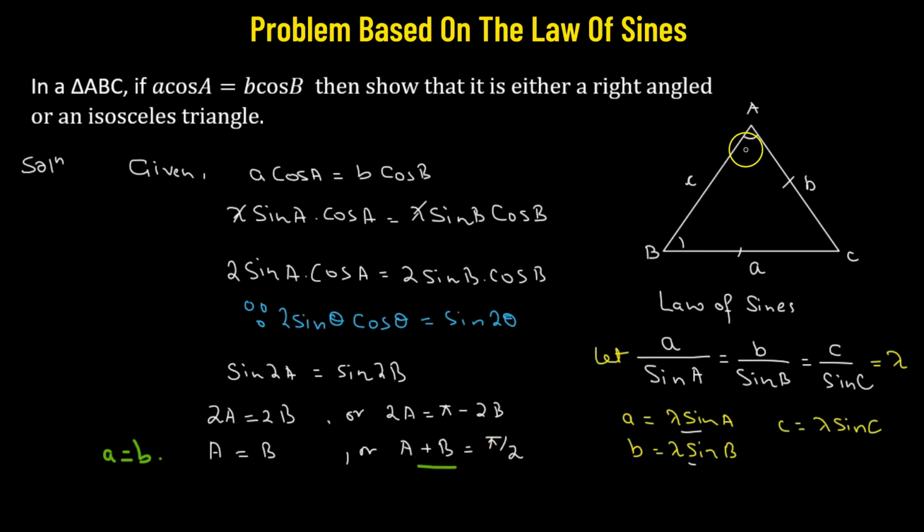If the sum of the angles A plus B is pi over 2, that automatically means that the third angle C must be pi over 2. So we can say that ABC is also a right angle triangle, right angled at C. Hence we have successfully shown that when this given criterion is met, ABC could be either a right angle triangle or an isosceles triangle.